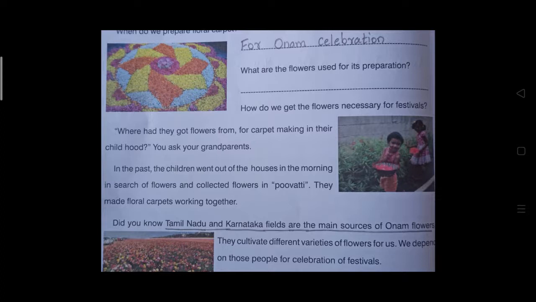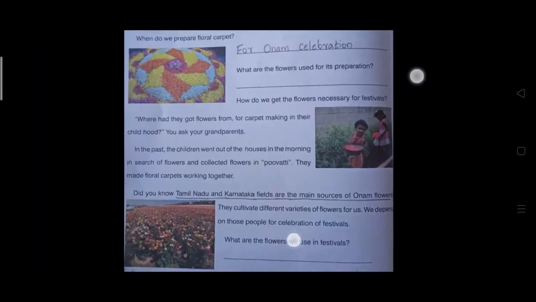Where did they get flowers from for carpet making in their childhood? You ask your grandparents. Now we are getting flowers from the shop, we are purchasing from the shop. You ask your grandparents how they made the flower carpet. They will have a different experience. You can look at the picture there. Maybe their experience will be like this.